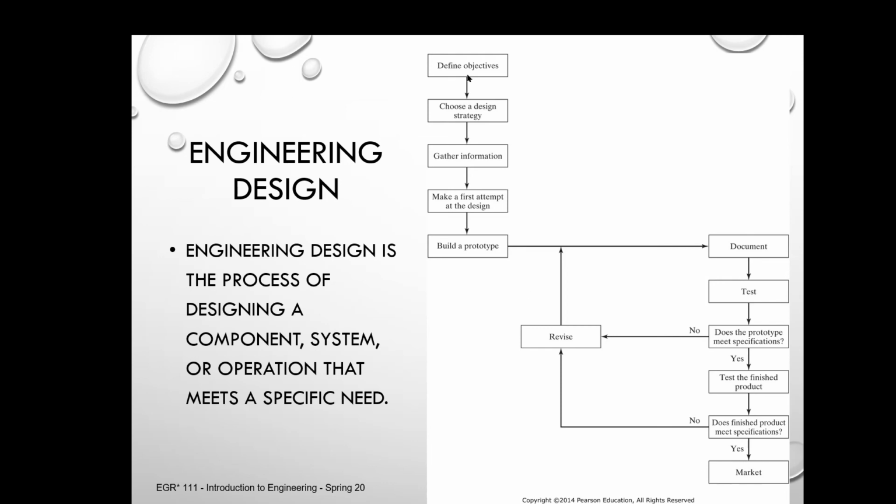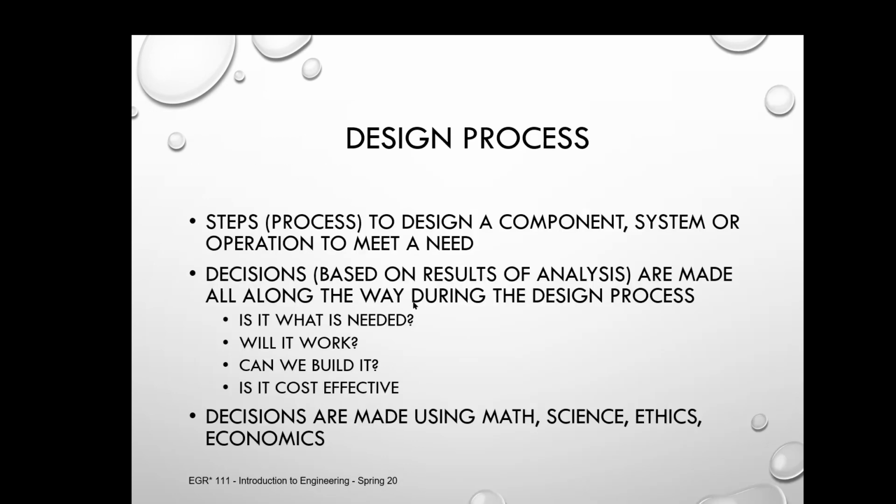This is a flow chart that's very general, to give you an idea of going through it. So we're in here somewhere, like the gathering information, make a first attempt. You have your mathematical models, and you use those to help with the design process. And then from that, of course, you'd build a prototype. But we're kind of in here. Okay, so design process.